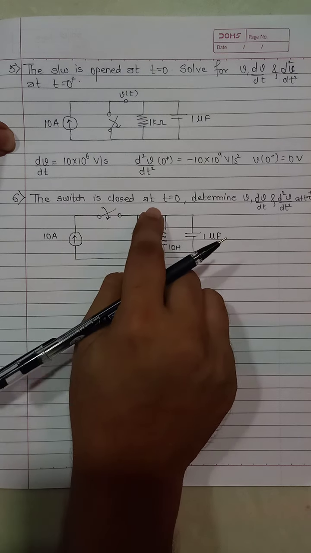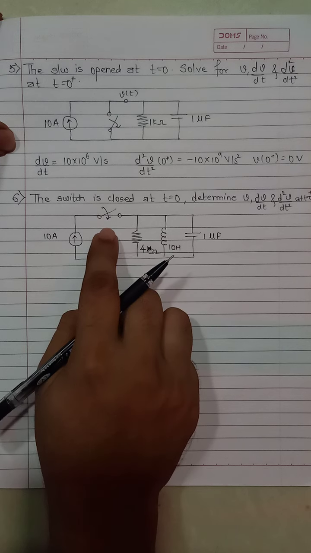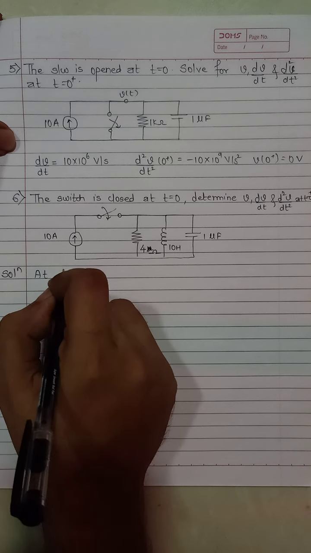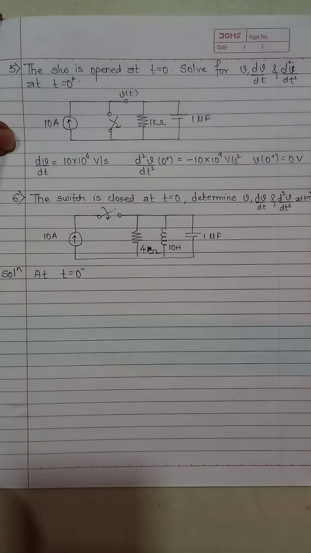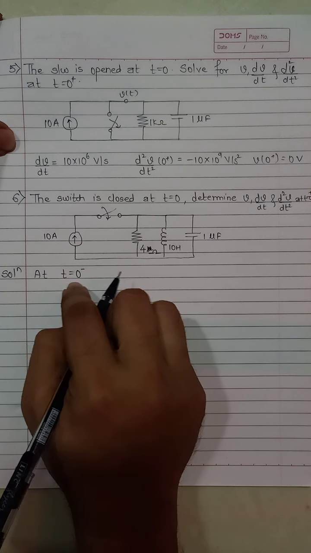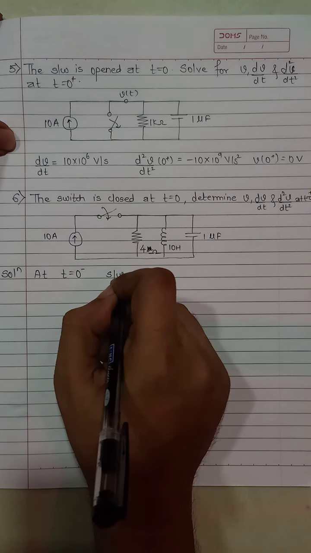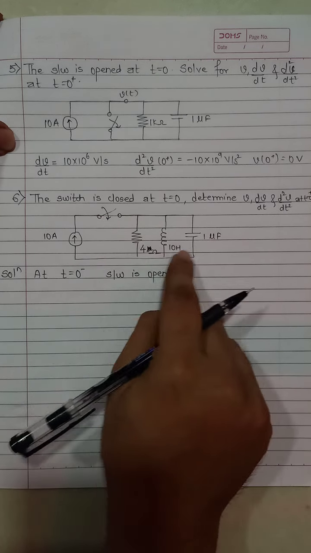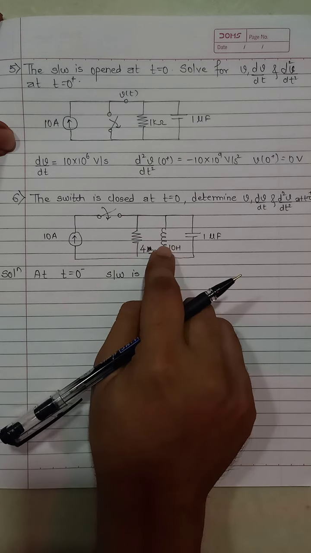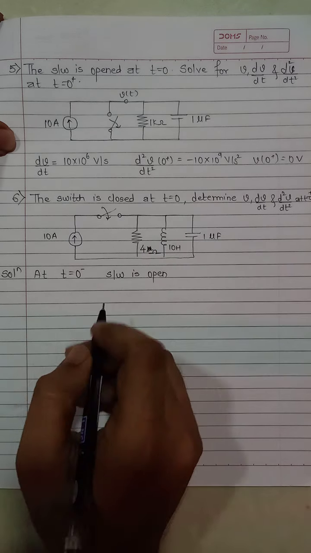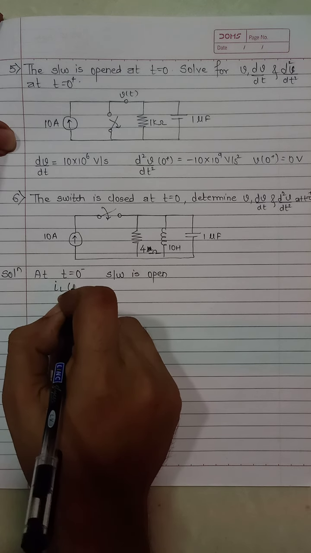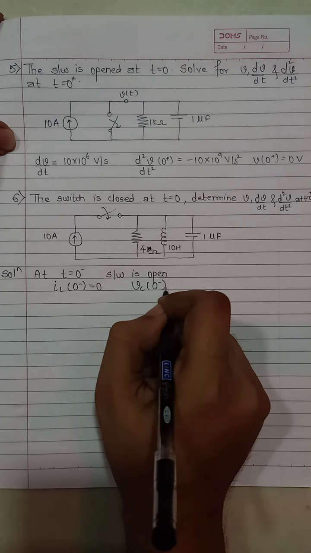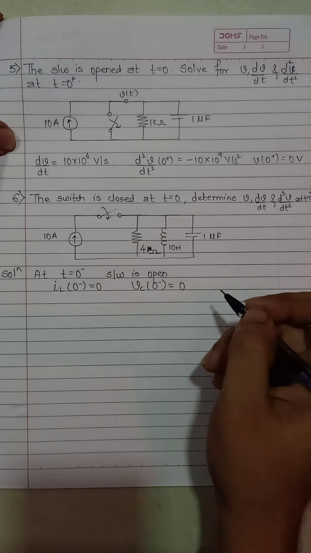The switch is closed at t is equal to 0. So initially the switch is open. So what I'll do, I'll find the circuit at t is equal to 0 minus. When t is equal to 0 minus, the switch is open. That means there will be no current flowing into this. So the current flowing through the inductor will be 0 and the voltage across capacitor will also be 0. So IL, that is current through the inductor, 0. Voltage across capacitor at 0 minus will be 0.